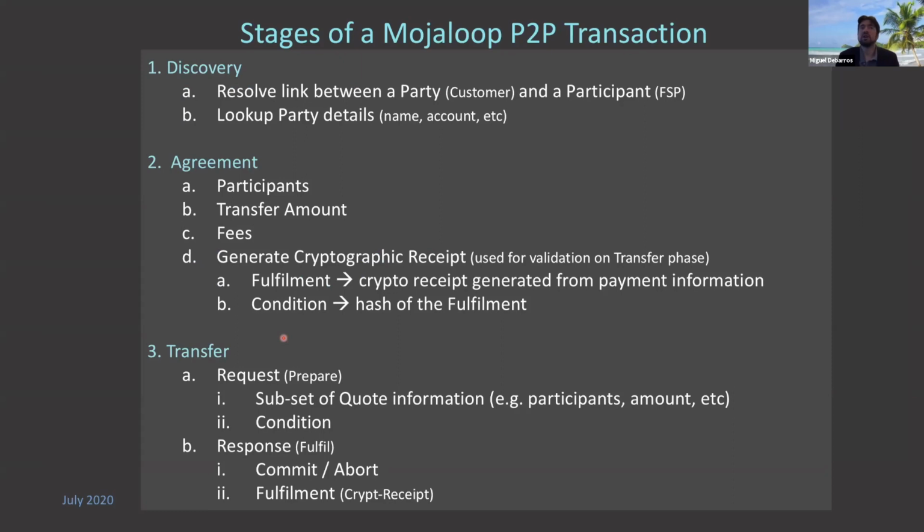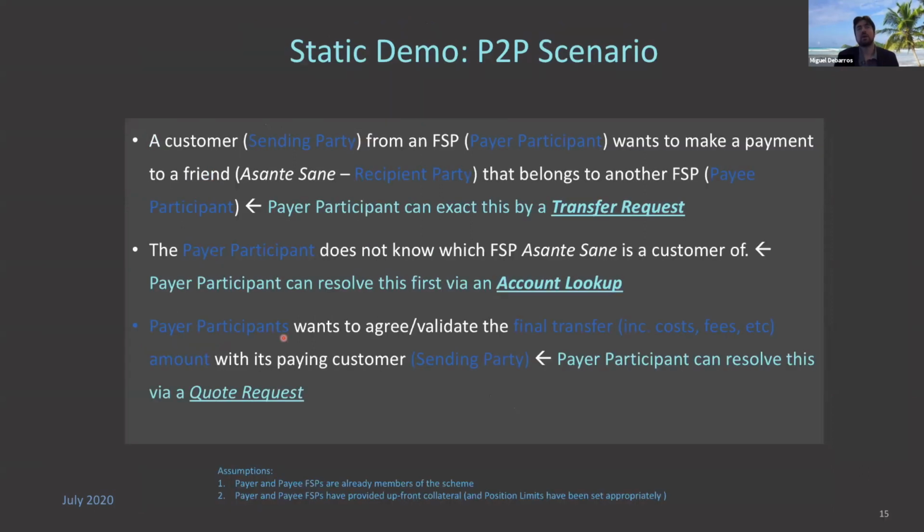Michael's already gone into detail with regard to the stages of a Mojaloop P2P transaction. So we have the discovery phase, the agreement phase, the transfer phase, etc. So I'm going to skip this. And I'll take you through a quick P2P scenario demo. Michael also had that in his presentation, so I'll go through this fairly quickly as well, and just focus on areas where I think are important.